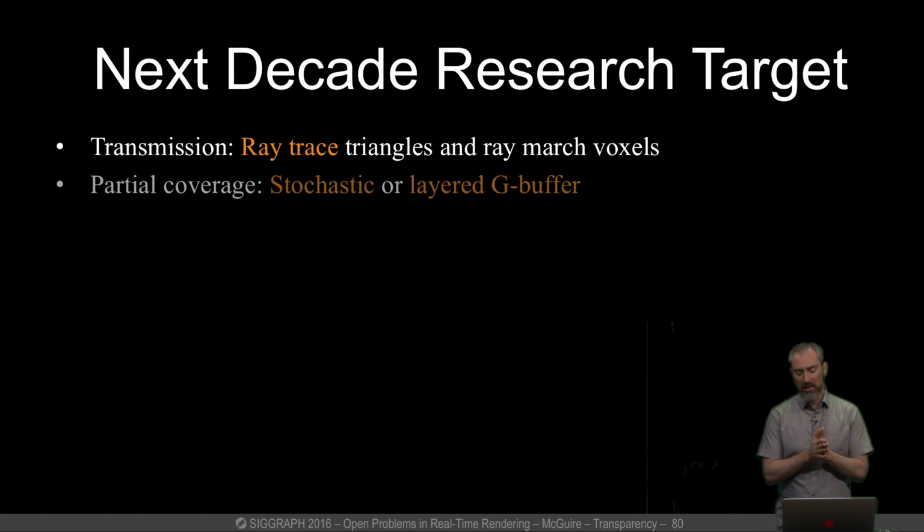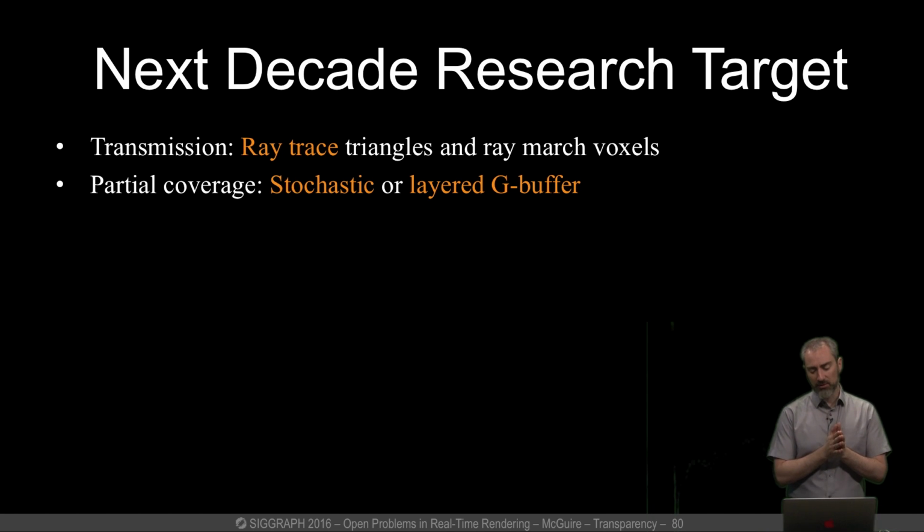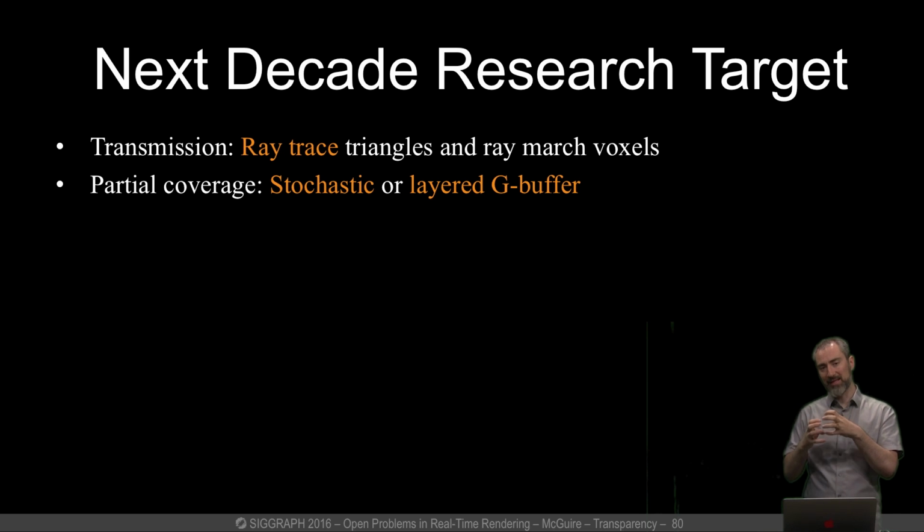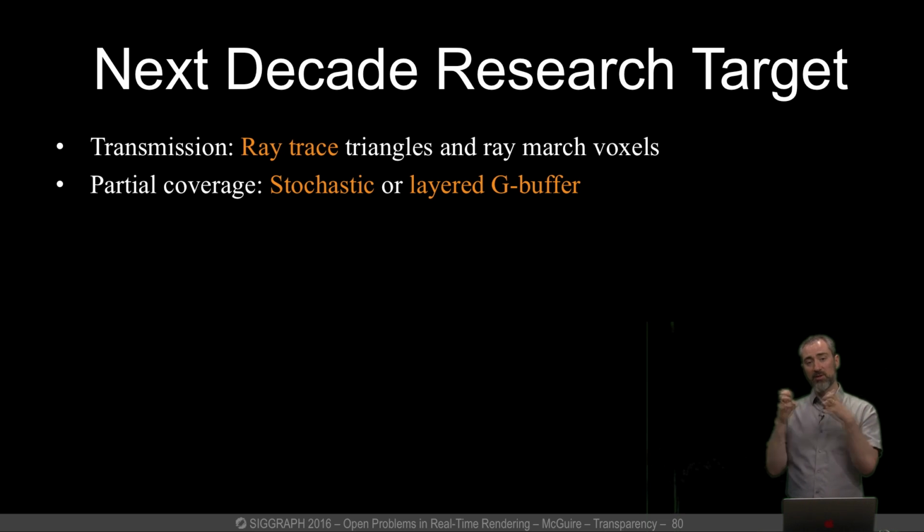For partial coverage, I also think it has to be either stochastic transparency or a layered G-buffer of some sort. The K-buffer stuff isn't scaling well enough for deferred rendering. And so in order to put everything in an integrated renderer, we need to take the idea of a K-buffer, but it needs to be a full-blown K-buffer of G-buffers. Or we need to just bite the bullet and go to stochastic rendering, which gives us the right answer and handles all the indirect rays as well.